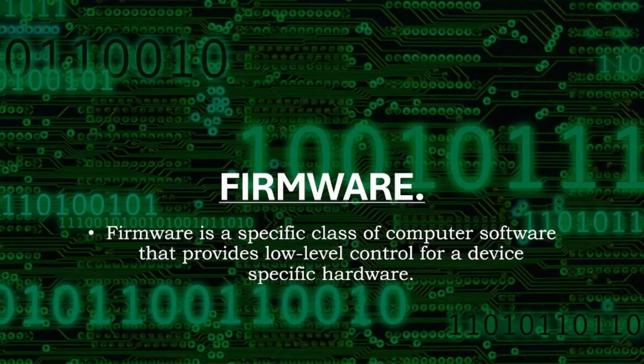In today's video, I'll be talking about firmware. Firmware is a specific class of computer software that provides low-level control for a device's specific hardware. It is sometimes called the middleman between the hardware and the operating system. Firmware is embedded in a wide range of devices, from simple household appliances to complex computing systems, and plays a foundational role in their operation.